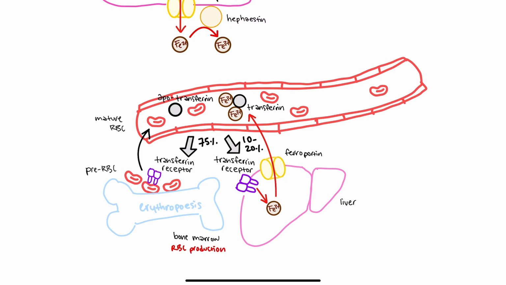Once iron is used by the pre-RBCs at the bone marrow, they get matured in the circulation, so all these mature RBCs are from the bone marrow. Whereas 10 to 20% of the iron gets stored in the liver in the ferric form, the iron 3 plus form, and the liver releases iron back into circulation via the ferroportin that exists at the liver.